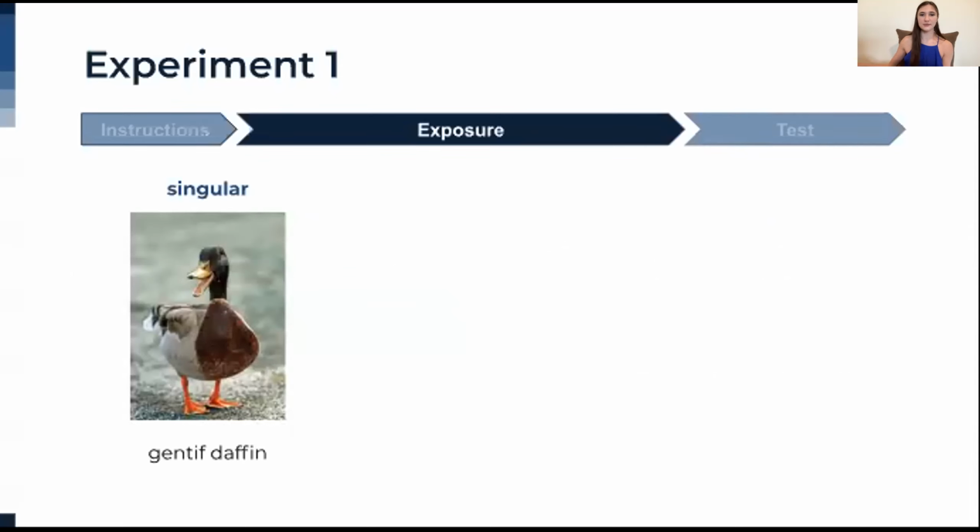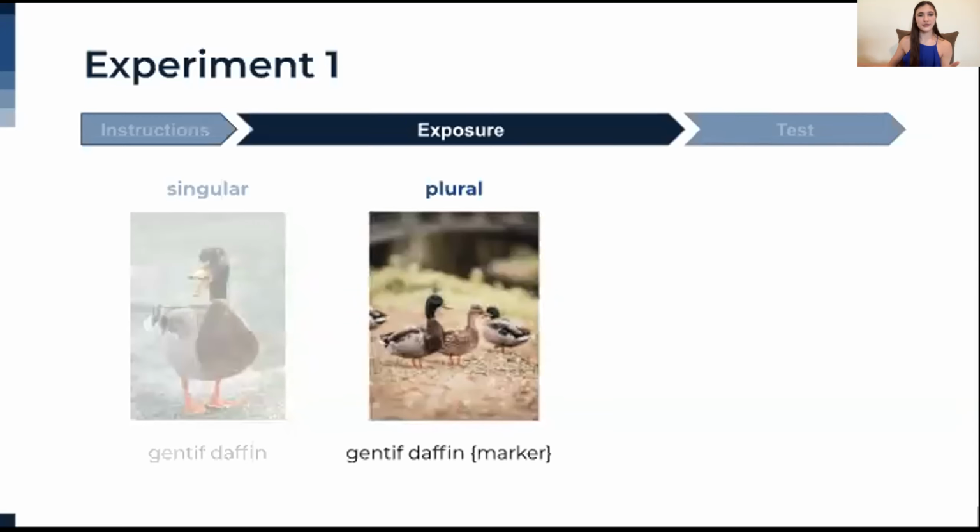During exposure, participants saw 10 singular and 20 plural pictures for each of the 6 nouns. Each picture was paired with the corresponding sentence. Singular sentences had the verb gentive, meaning there is or are, followed by a noun. Plural sentences had a verb, noun, and a plural marker. Which plural marker they were given depended on the language condition the participant was in.